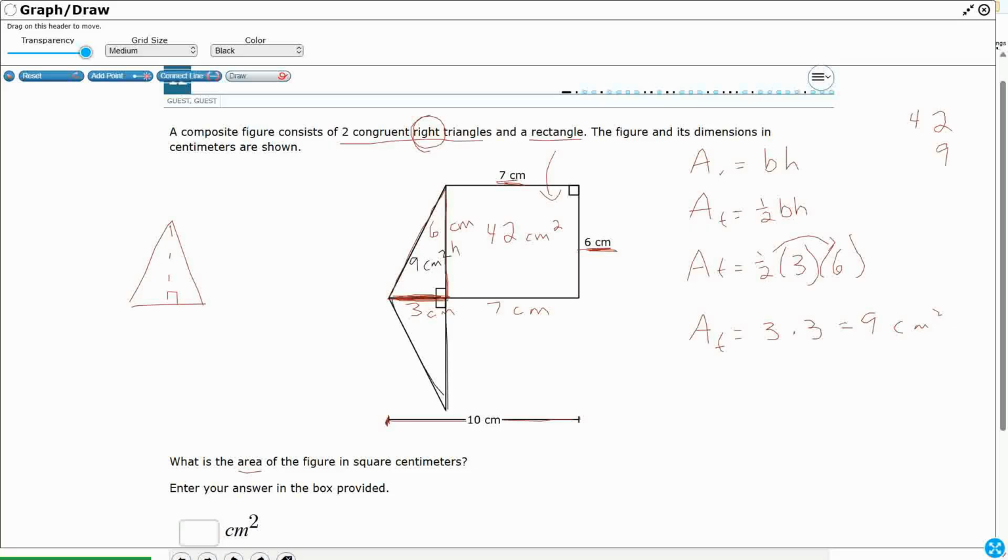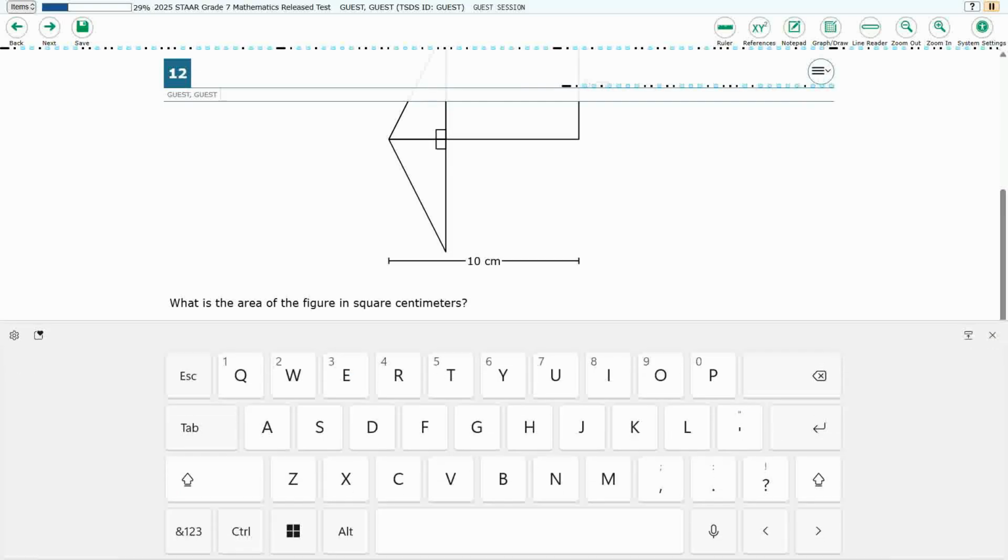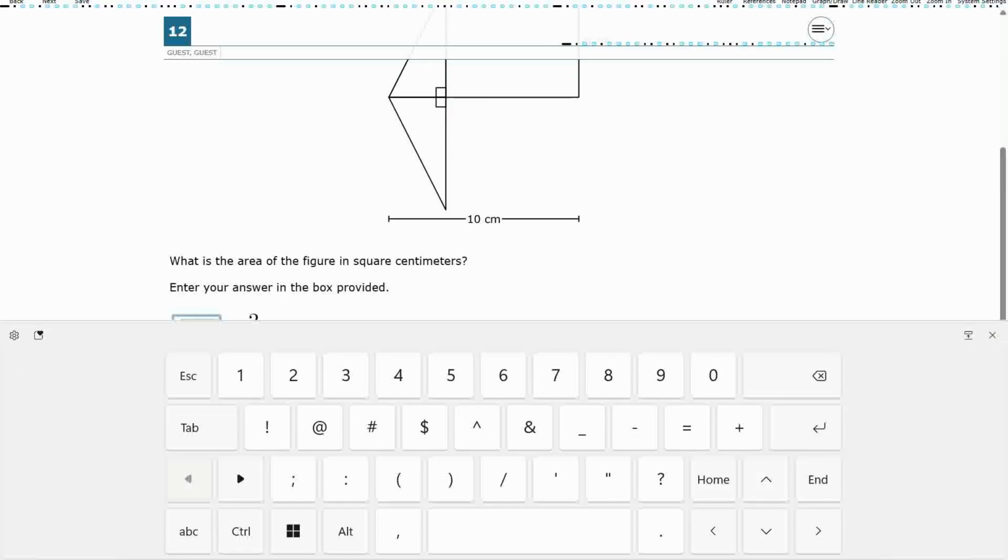Now, what about this one? I can guess it's 3 centimeters, but we don't really get a height right here. We don't need to. Look what they tell us. They're congruent, which means this triangle is equal to the other triangle. So if the top triangle is 9 centimeters squared, the bottom triangle is 9 centimeters squared. So we don't really need to calculate that bottom one. So let's add this 18, that's 20. And there we go. We've got 60 centimeters squared. So let's go ahead and type that in. We will just type in our 60, and we've got our answer.